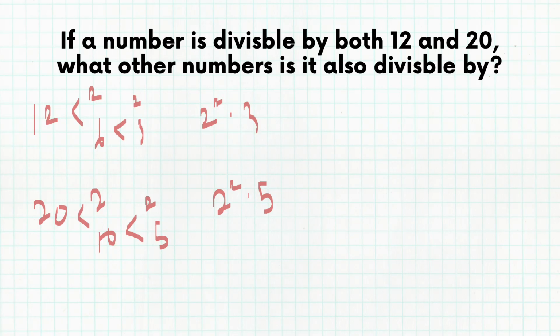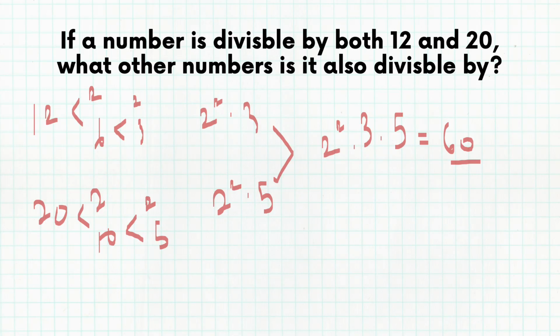So to be divisible by both, a number must contain all the prime factors of both numbers. So it must have 2 to the second power times 3 times 5. That means the number must be divisible by 2 to the second power times 3 times 5, which equals 60. So the least number that is divisible by both 12 and 20 is 60. And this is actually called the least common multiple. Then the number must also be divisible by any factors of 60.